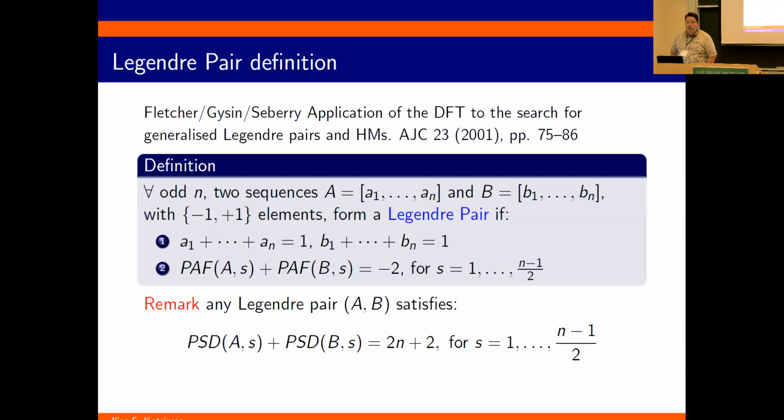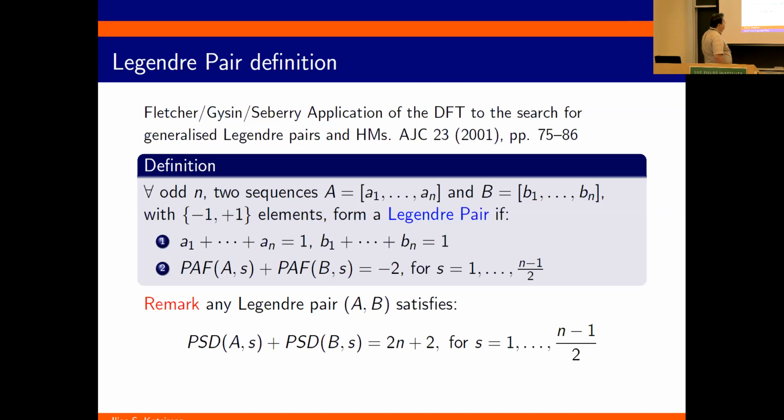And we thought we are ready to give the definition of Legendre pairs, which appears in this paper in the Australasian Journal of Combinatorics in 2001. For every odd n, we consider two sequences A and B with n elements, all of the elements are plus and minus 1. We do this normalization. The sum of the A_i is equal to 1, and the sum of the B_i is also equal to 1. So both sequences have element sum equal to 1. And also if the respective path values for every s sum to minus 2, for s from 1 up to (n minus 1) over 2, remember n is odd, then we call this pair of sequences a Legendre pair. So very, very simple definition.